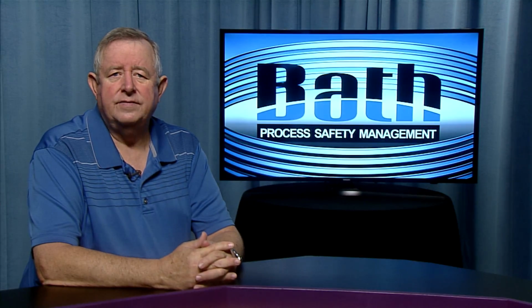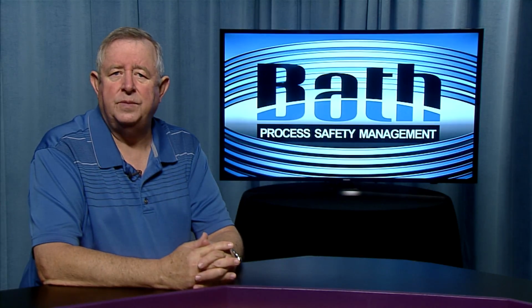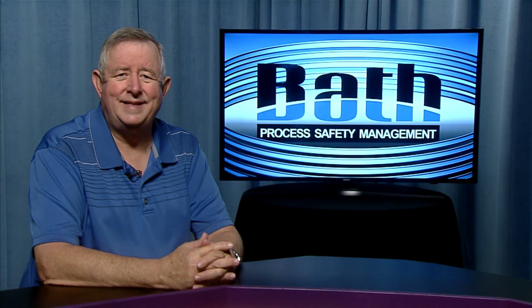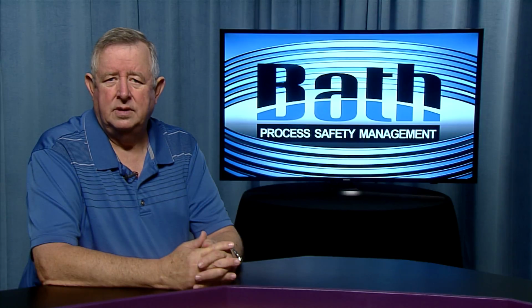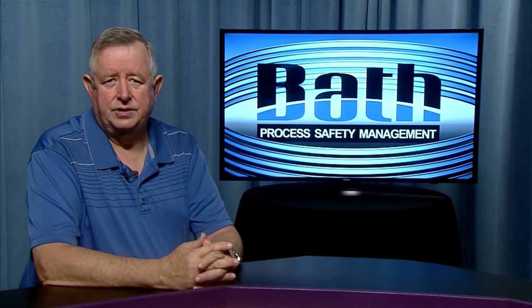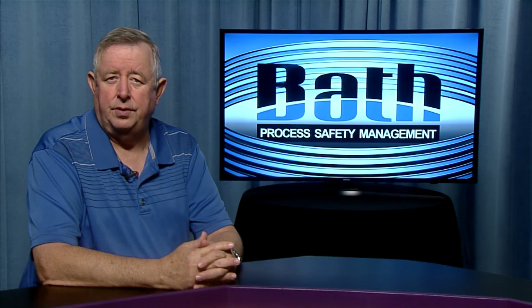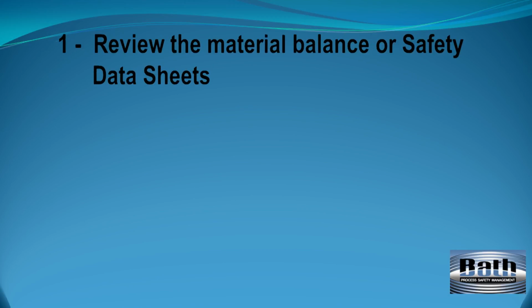NFPA 70, the National Electrical Code, gives the complete definition for these material groups based on the pertinent testing data for Class 1 and Class 2 materials. There are 4 steps in determining the correct material group. 1. Review the material balance or safety data sheets associated with a classified area to identify the pure chemicals and obtain the concentration of pure chemicals in any mixtures.